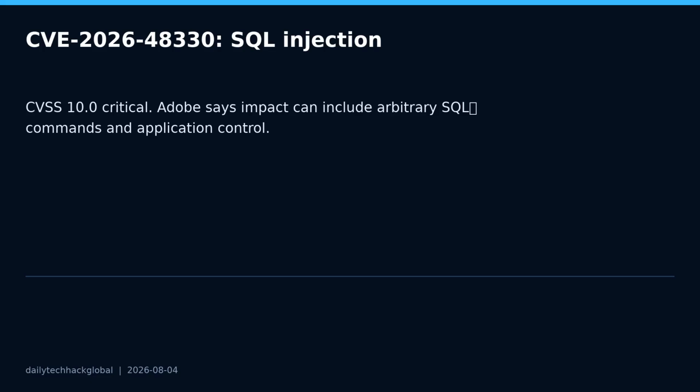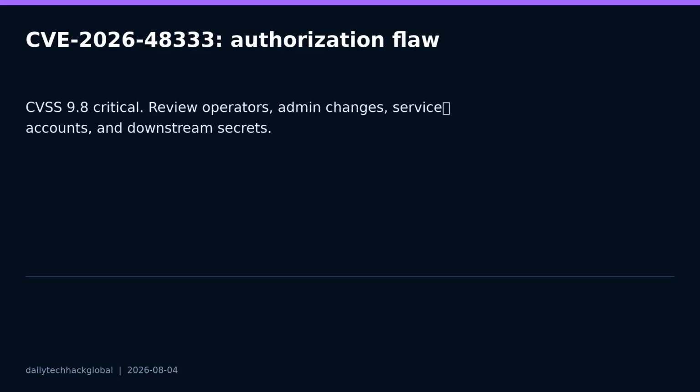CVE-2026-48330 is another 10.0 critical issue, SQL injection that Adobe says can allow arbitrary SQL commands and potentially elevated access or application control. Defenders should update, verify database backups, restrict database permissions used by the application, and monitor for unusual SQL errors, exports, new operators, and suspicious administrator actions.